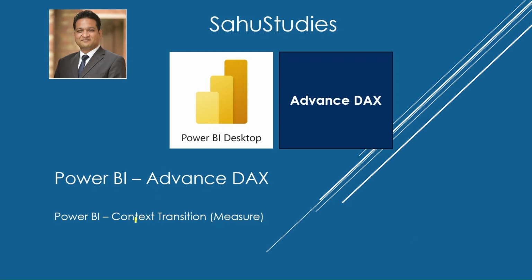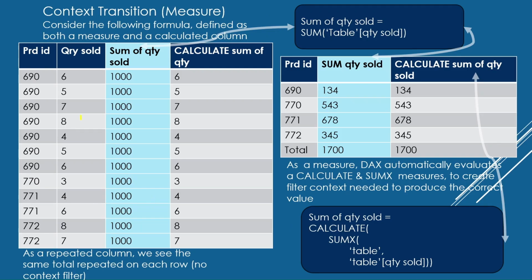In this video, we are going to discuss context transition in measures in Power BI. So let's suppose this is a table. This is the calculated column, and we have created the calculated column with the help of this syntax: sum, table, and the quantity sold.